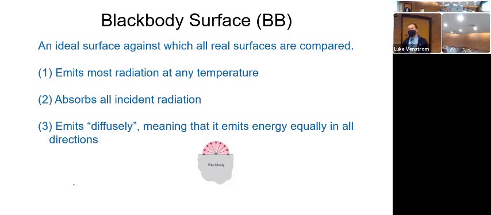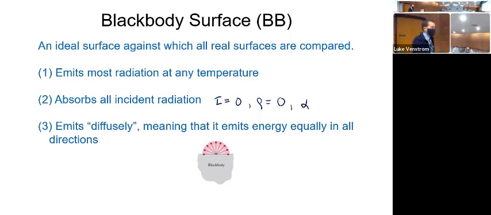Two, black body surfaces absorb all incident radiation. So think in terms of the properties. If the black body surface absorbs all incident radiation, what's true about tau for a black body surface? It's got to be 0. What's true about rho for a black body surface? It's got to be 0. So then what must be true about alpha for a black body surface? It's 1. Okay, so any surface in which the absorptivity is 1, that is by definition a black body surface.